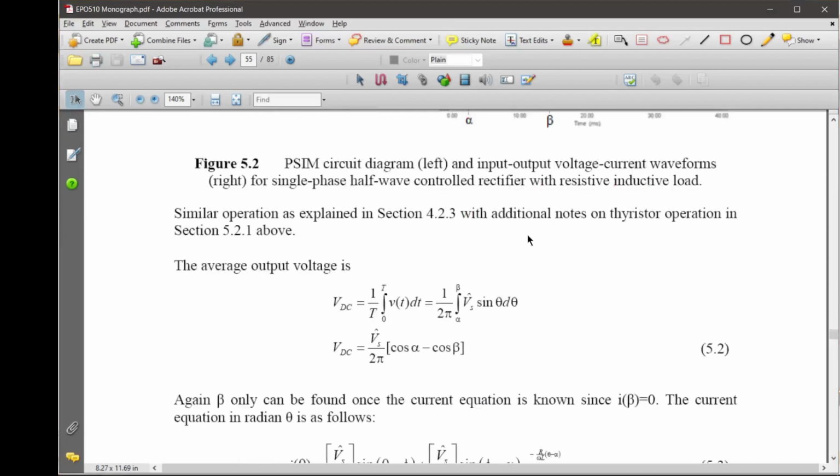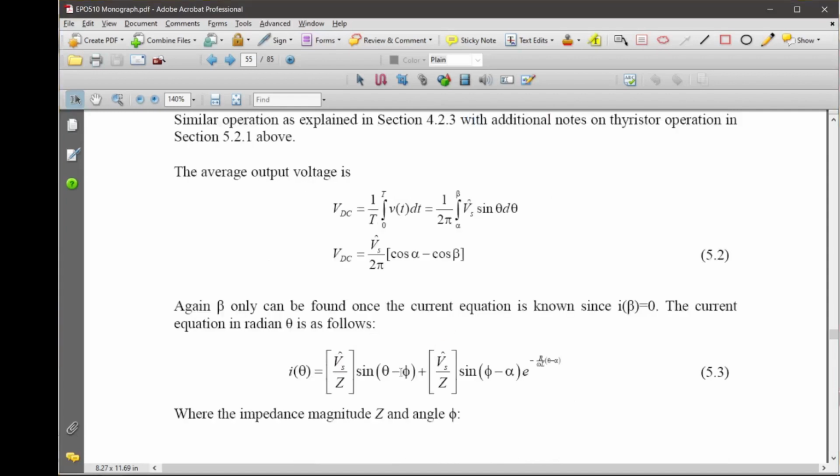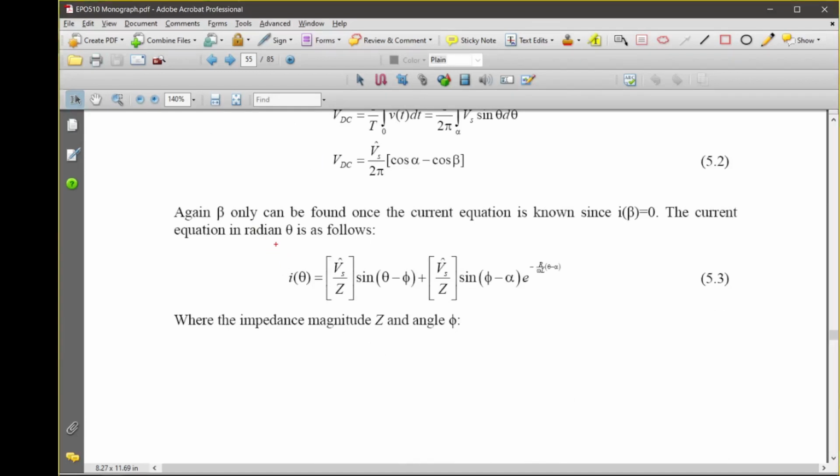So if you look further, this is the output voltage. Again, you have the control variable here, alpha, to change the output voltage. And this is the current equation. I did not show the derivation of this current equation. You can try it at home. Use the superposition theorem, when we consider the forced response and natural response, and now we have this alpha in this equation. So you can try to derive and get this current equation. This current equation will give you the value of beta, because we know at α = β the current equation equals 0.